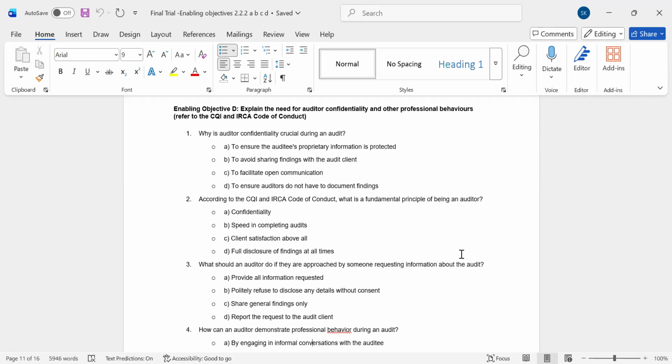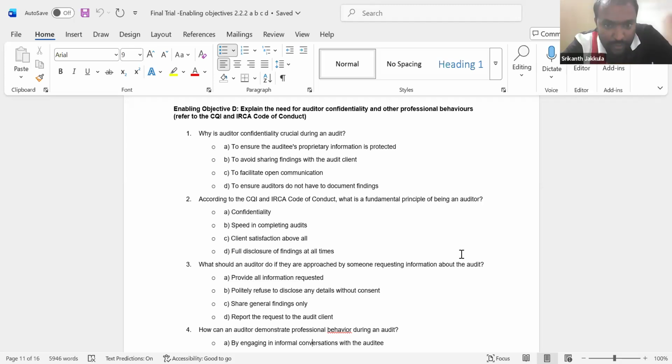Answer A, sir, to ensure proprietary information is protected. According to the CQI and IRCA Code of Conduct, what is a fundamental principle of being an auditor? Confidentiality, speed in completing audits, client satisfaction above all, full disclosure of findings at all times. Confidentiality is the answer, sir. Right.